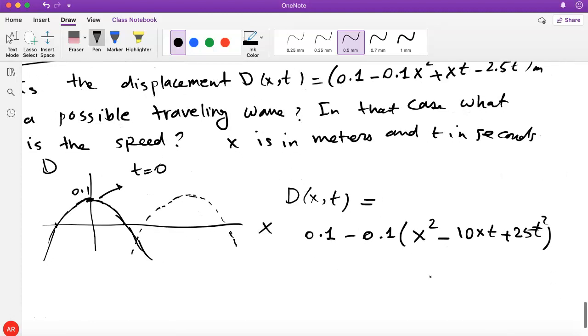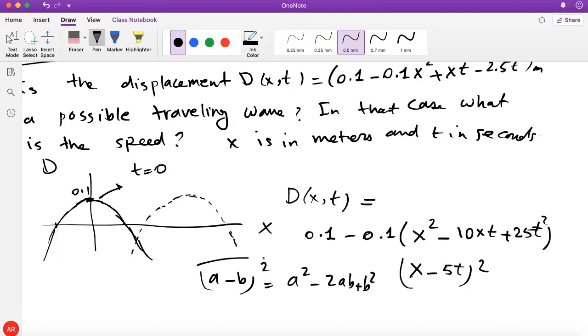And this we can now immediately notice is an expansion of (x − 5t) squared, right? Remember, (a − b) squared is a squared minus 2ab plus b squared. So that's just an identity. Here we see that it works as that. It has that form.